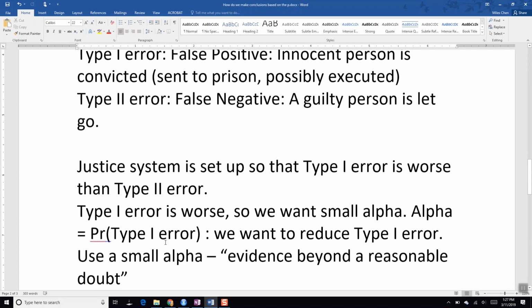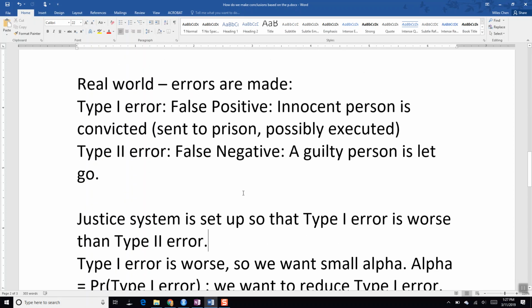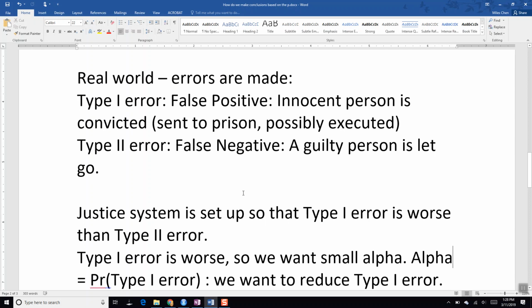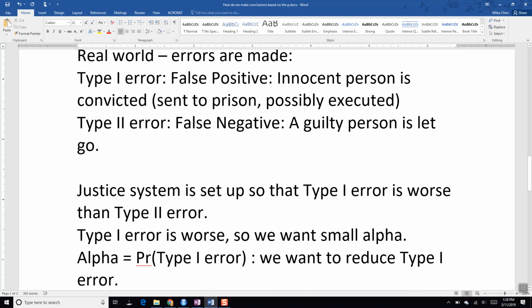But anyway, our justice system is set up with the assumption that the type 1 error is worse than the type 2 error, okay? And I think, who was it? That said we'd rather let the guilty people go free than convict an innocent person, and that's what we have. So because the type 1 error is worse, we want to pick a small alpha, okay? Alpha is equal to the probability of type 1 error. We want to reduce the type 1 error because the type 1 error is worse, so we're going to pick a small alpha, okay?